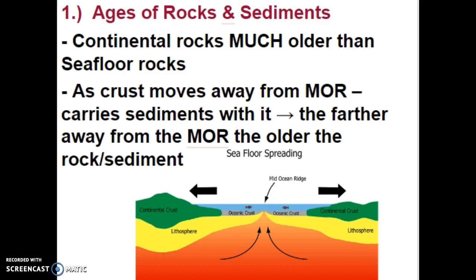We can take a look at some evidence to support this idea of continental movement by seafloor spreading. We can take continental rocks and seafloor rocks and radioactively date them. We know that continental rocks are much, much older than seafloor rocks. As the crust moves away from that mid-ocean ridge, it carries everything with it, sediments, fossils if there are any. So the further away from the mid-ocean ridge those sediments are, the older the rock or sediment is.